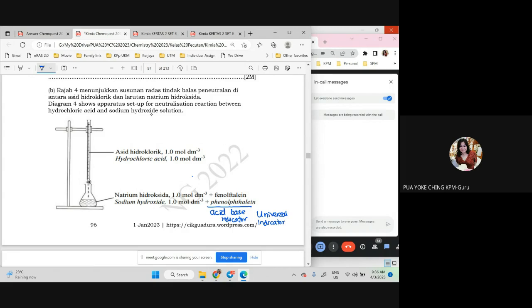Okay, so for phenolphthalein, when it is acidic, it is colorless, neutral, colorless, and alkaline, it will be pink. So make sure, if you are the one who suggests to do the experiment, your phenolphthalein must be in the alkali solution so that the solution will be pink in color.